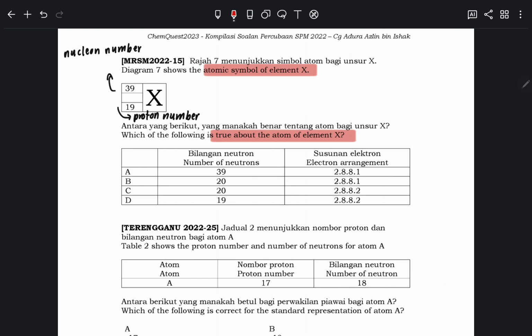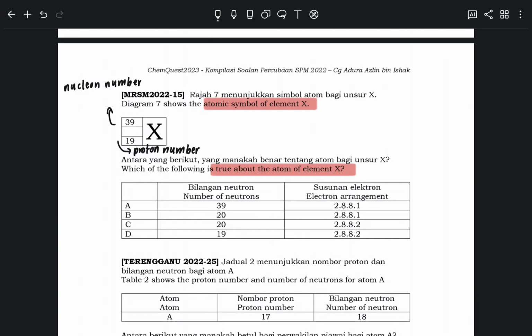Now they ask what is correct about the atom of element X. The number of neutrons. I have the proton number, right? My nucleon number is what actually? Nucleon number is P plus N. Proton plus N is equal to nucleon number, correct?